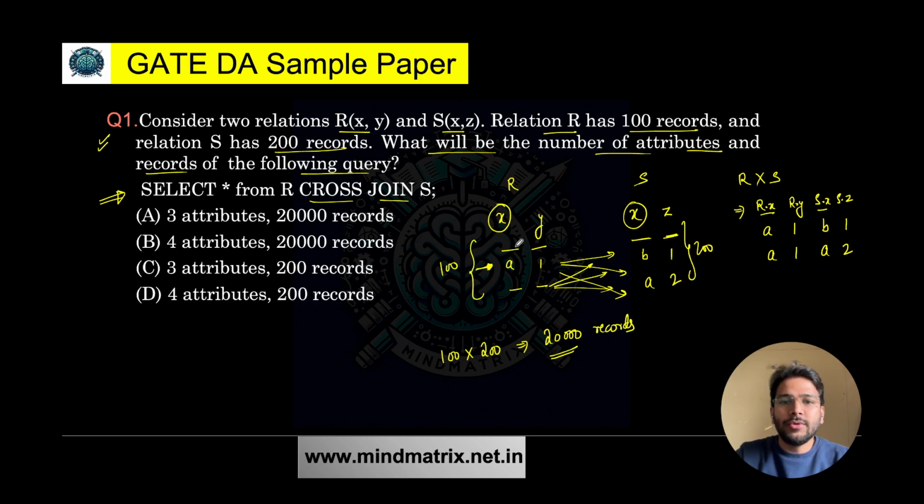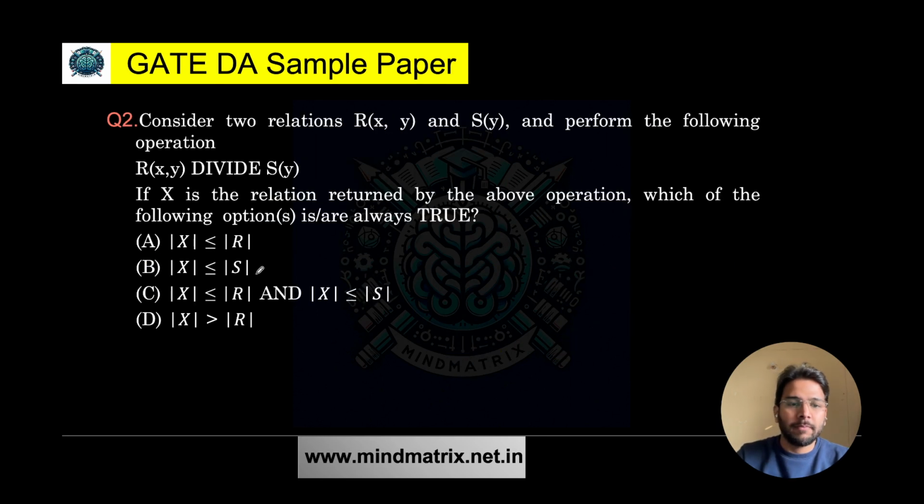And what about the attributes? As I told you, you will be getting 4 attributes here. So if you see the options, option B is the correct answer here, 4 attributes and 20,000 records. I hope it is clear to all of you. Let's proceed to the next question.